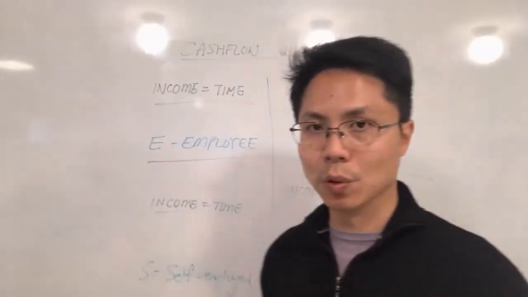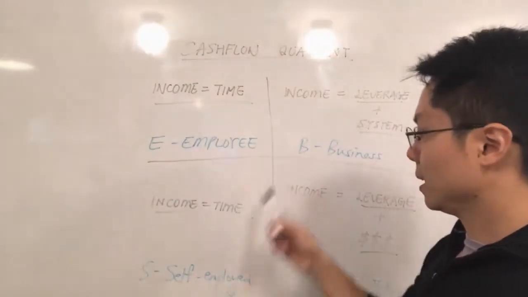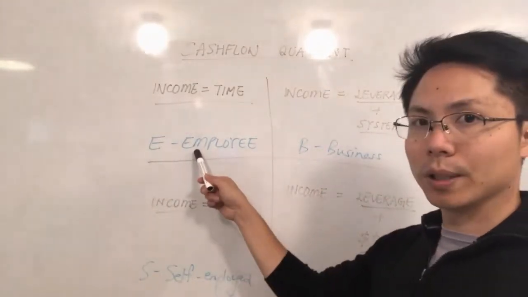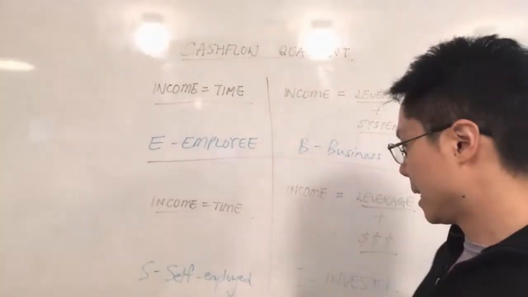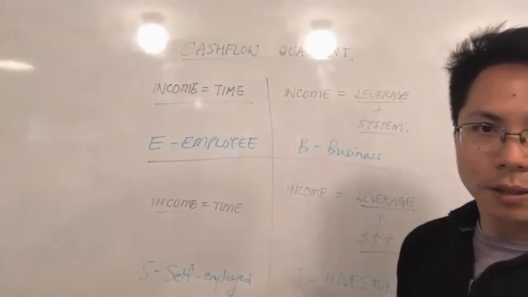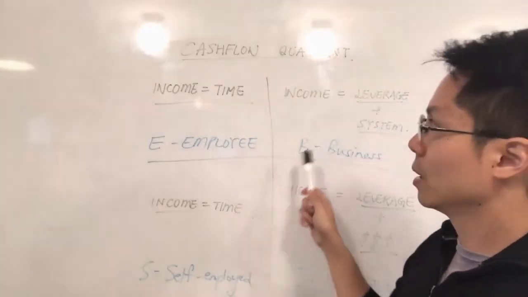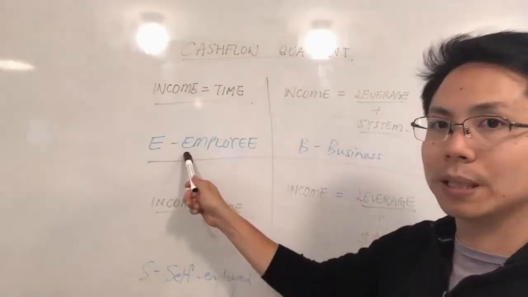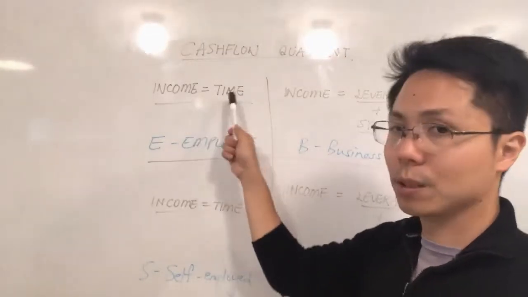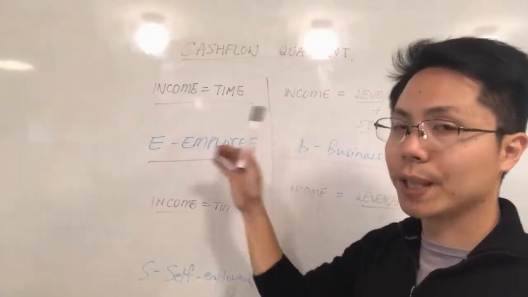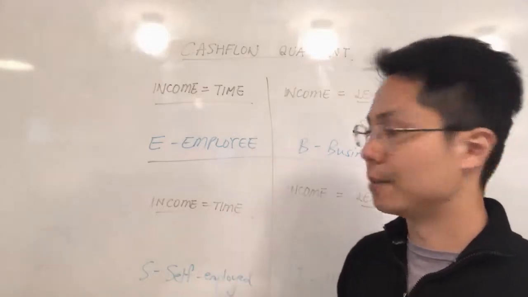All right, so I've drawn it up on the board here and you can see the 4 quadrants. What we call the ESBI. E is the employee quadrant, B is the business quadrant, S is self-employed, and I is investor. These 4 quadrants each represent a different type of cash flow sector. And I've written it up here as well. If you're an employee today, your income is determined by time. You have to trade time to be an employee. In other words, you have a job in order to make that income.